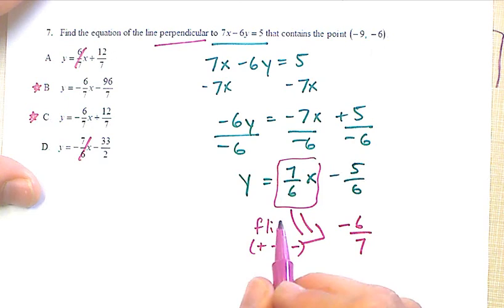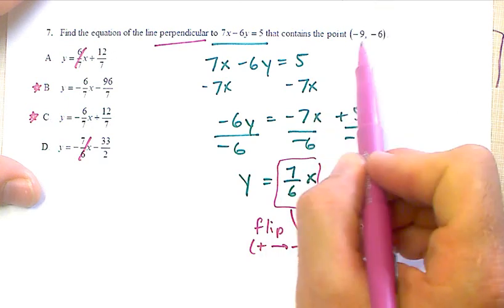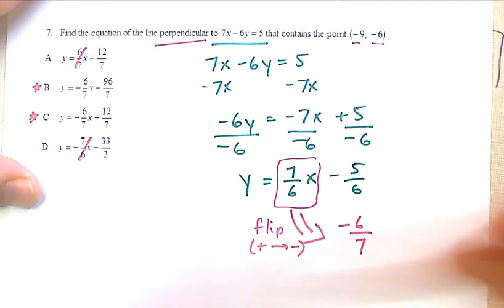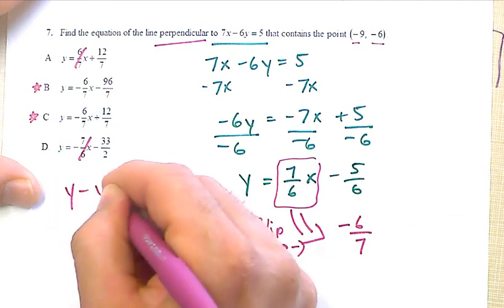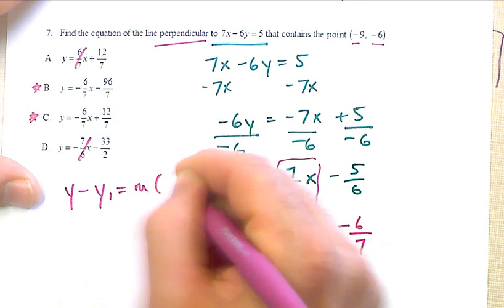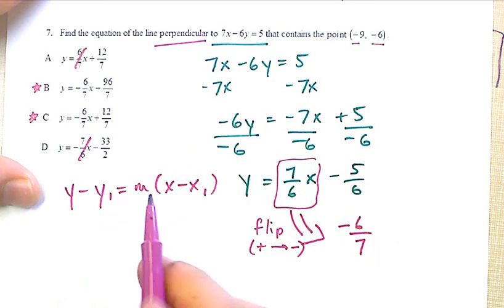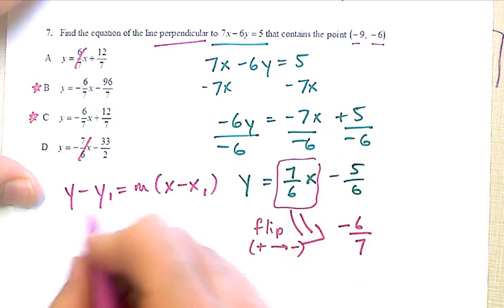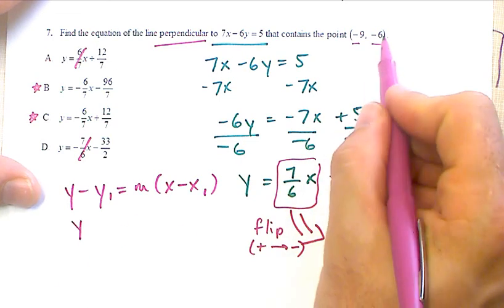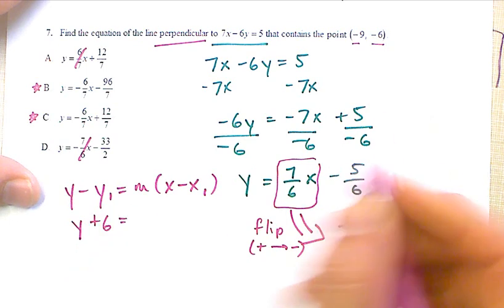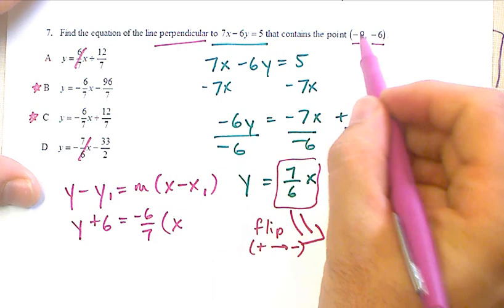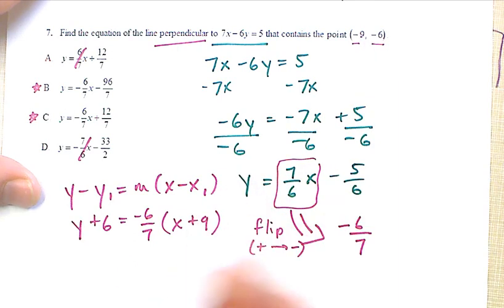Now you could plug in the -9 and the 6 into this and see what equals each other, but I think the y minus y1 equals, this comes up literally every time that you guys are working with problems like this. That's why they give you this here. I'm just going to say y minus a minus 6 is a y plus 6. I'm going to say the slope is -6/7. X minus a minus 9 is x plus 9. Y plus 6 is equal to -6/7x.